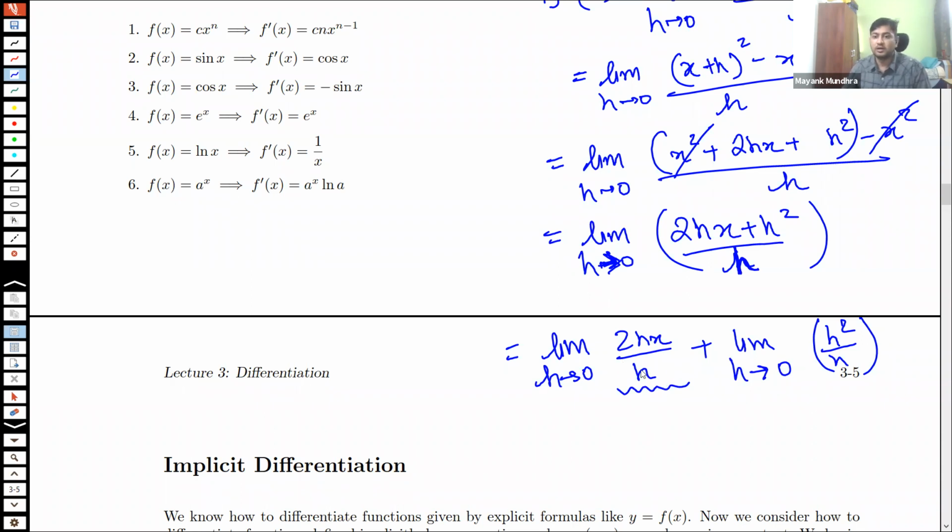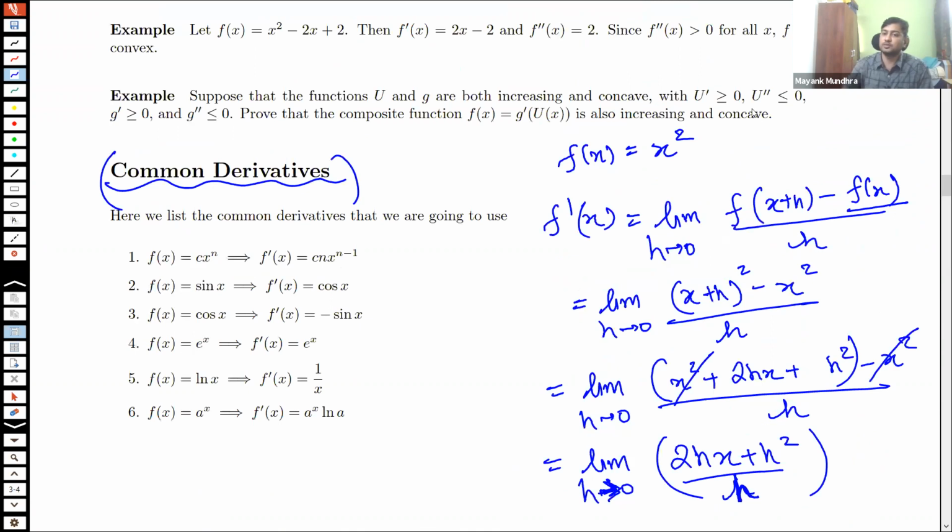So this is going to be 2, h cancels out. So this is going to be 2x plus this becomes just limit h tending to 0 of h. So that is 0. So this becomes 2x. So that's how you get the differentiation of x square as 2x. Okay, so maybe you remember the formula for differentiation, that differentiation of x square is 2x. What you might not have remembered right now is how do we reach that 2x? Okay, so that is crucial.